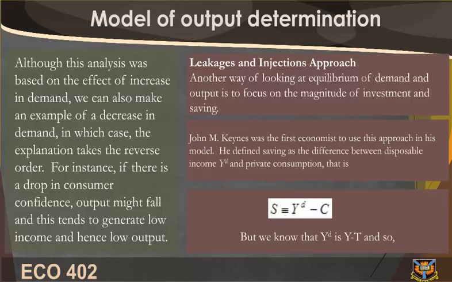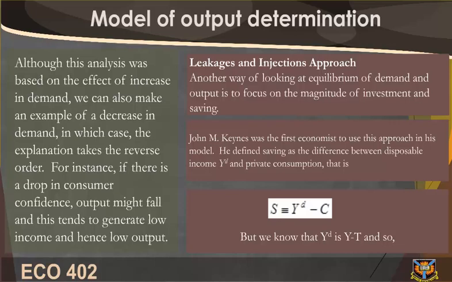Although this analysis was based on the effect of increase in demand, we can also make an example of a decrease in demand, in which case the explanation takes the reverse order. For instance, if there is a drop in consumer confidence, output might fall and this tends to generate low income and hence low output. Leakages and injections approach.